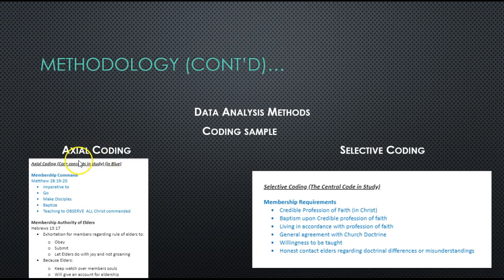After that, I used axial coding, which is defined as core concepts in the study, which are marked in blue. I further grouped those and then identified the core concepts. And then I used selective coding to find the central code in the study. That is to say, the one code that all the others connect to.